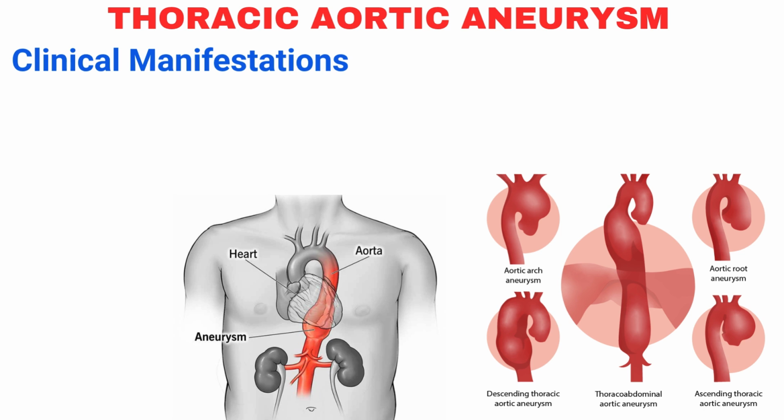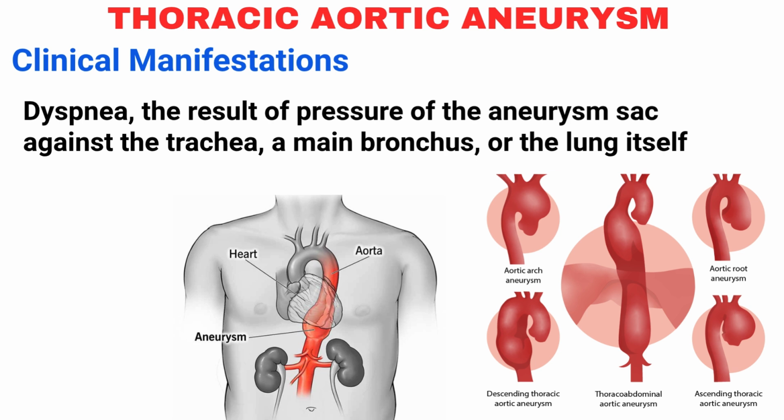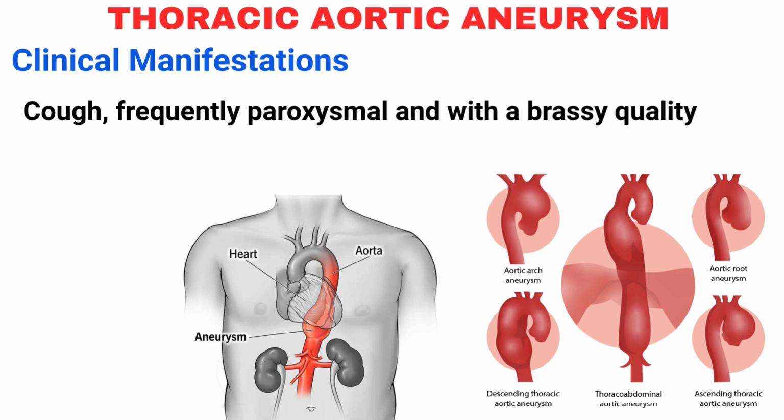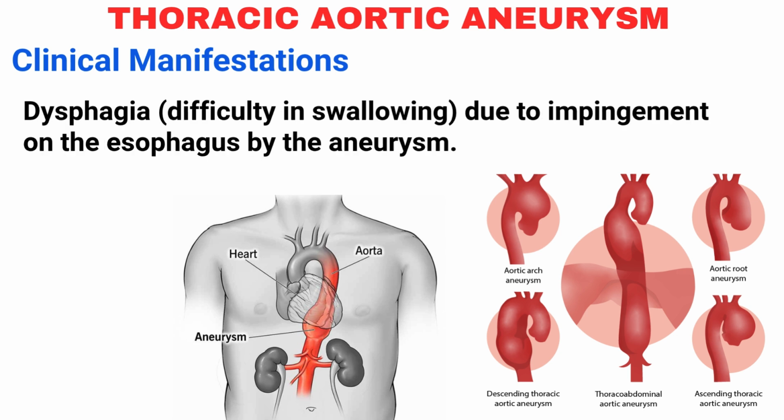Some patients are asymptomatic. But in most cases, pain is the most prominent symptom. The pain is usually constant and boring. It may occur only when the person is in supine position. Dyspnea occurs as a result of pressure of the aneurysm sac against the trachea or the lung itself. Cough may be frequently paroxysmal and with a brassy quality. Hoarseness, stridor, or weakness or complete loss of the voice occurs as a result of pressure against the laryngeal nerve. Dysphagia or difficulty in swallowing occurs due to impingement on the esophagus by the aneurysm.